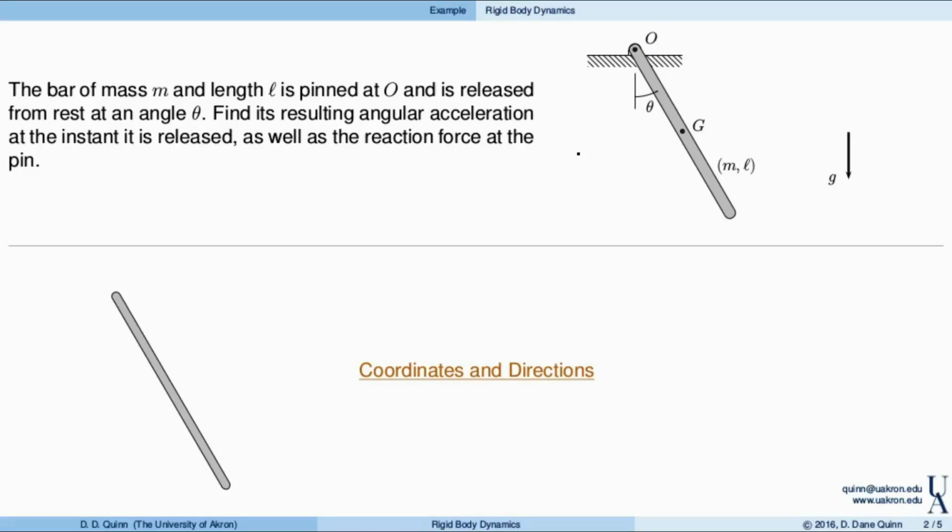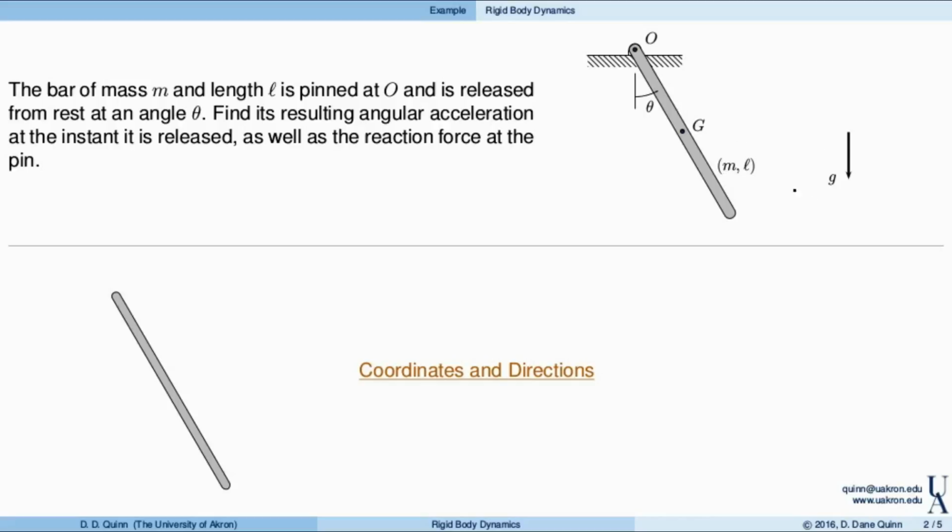So here's the problem. We have a bar of mass m and length L that is pinned at O, and the bar is uniform so that the mass center of the bar is located here at G, and it's released from rest at an angle theta. Here, release from rest implies that the initial angular velocity of the bar is 0, and I'd like to find the resulting angular acceleration at this instant, namely when it's released, as well as the reaction force at the pin at O at the same instant.